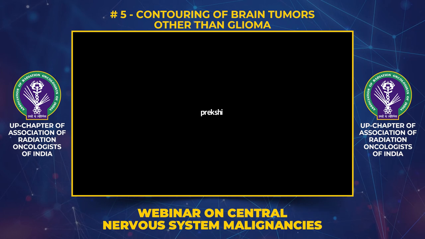Yes, that's what I was saying: if the headrest has not been used in MRI and it has been used in the planning CT, then there will be some discrepancy in proper fusion. In such a situation, we can at least match the area of interest. If the whole thing is not matching, then the area of interest should be matched and then contouring should be done. Yes, ma'am.